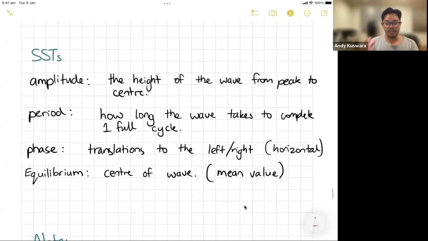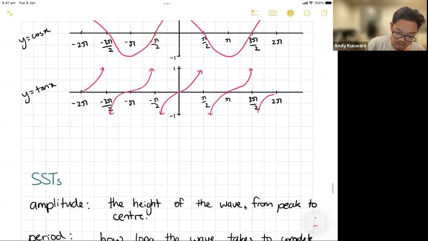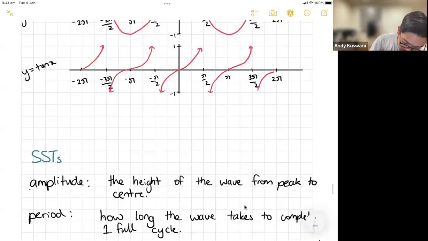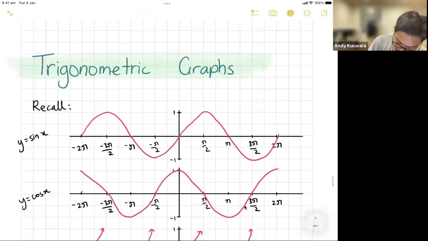Now, in terms of this particular topic, we're going to start giving things names. For trig things, when we talk about transformations of these trig waves, we have subject-specific terms. There are 4 terms that I think you'll need to know. The first one is amplitude, which is the height of the wave from the peak to the center. So in this case, I'll start highlighting these. Amplitude, that's from peak to the center. So in this particular case, amplitude is equal to 1.